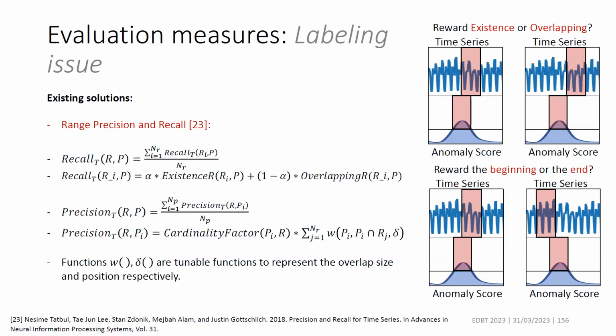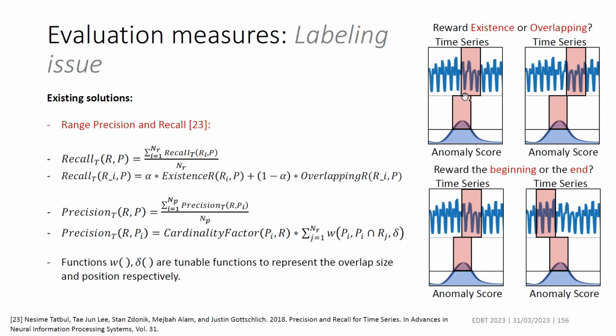A first method was published in 2018. This is a range precision and a range recall that try to catch this misalignment and give the user the possibility to tune it for their specific use cases. Here, the recall is basically the average of the recall for all the detected anomalies. For each anomaly, they define an existence reward and an overlapping reward. Existence reward means, did you detect the anomaly correctly? It means, is there at least one point that overlaps? So yeah, you found it.